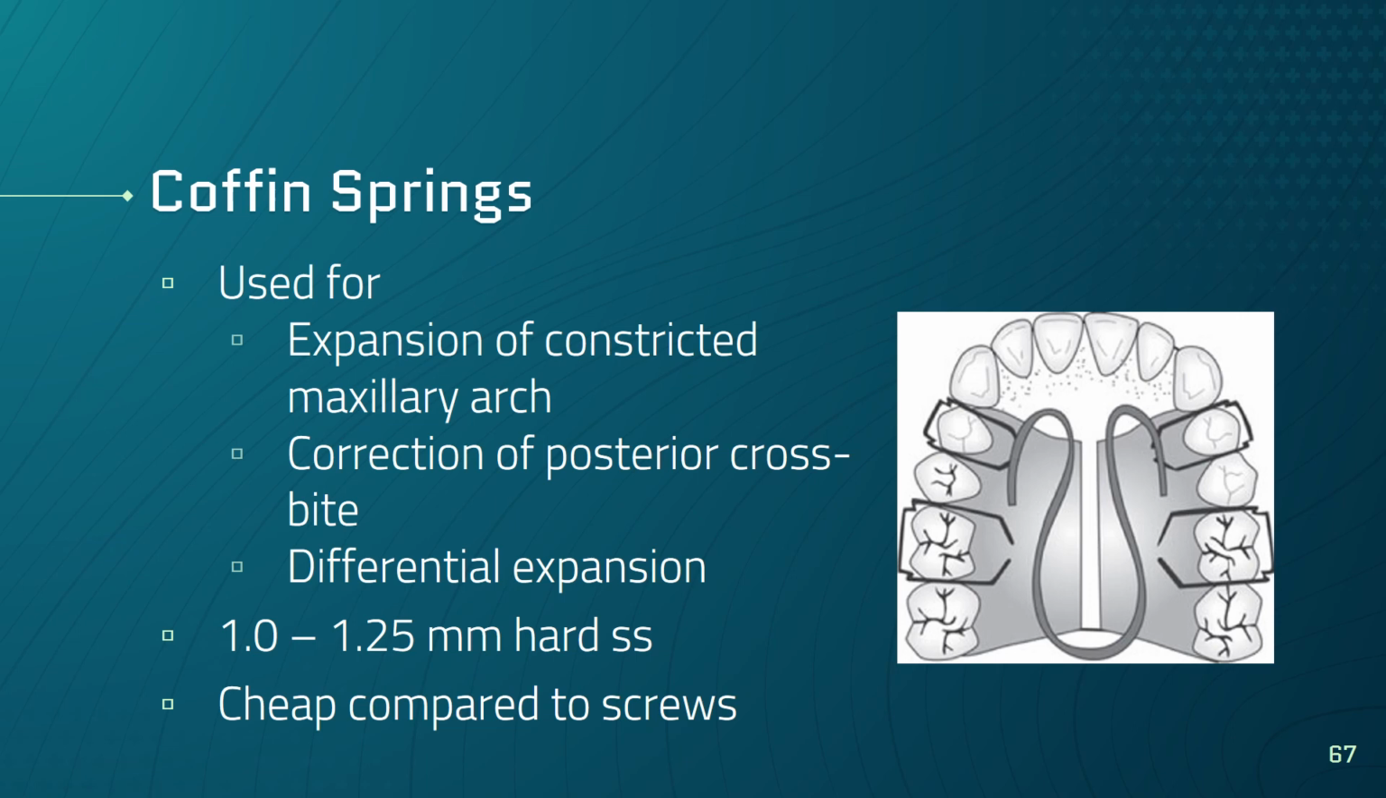Coffin springs. Now, Coffin springs are used for expansion of a restricted maxillary arch, for correction of posterior crossbite, and also for differential expansion of the maxillary arch. It's made from a stiff wire, namely 1 to 1.25 millimeter hard stainless steel wire. It is cheap compared to screws.